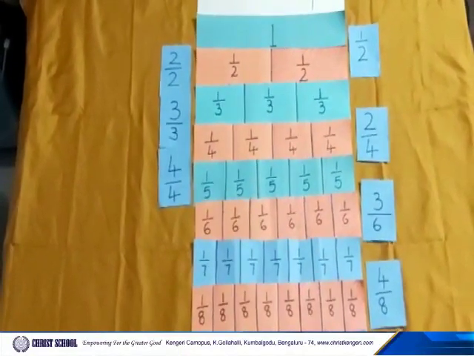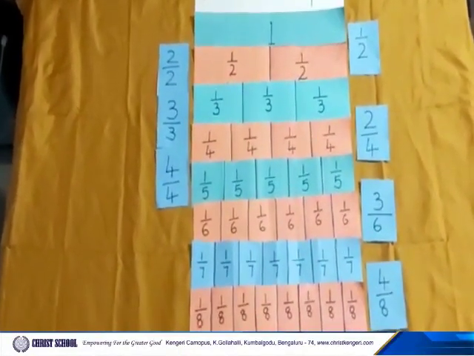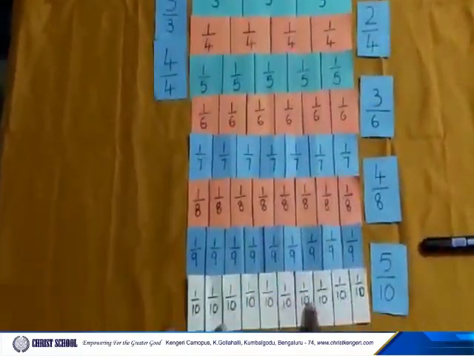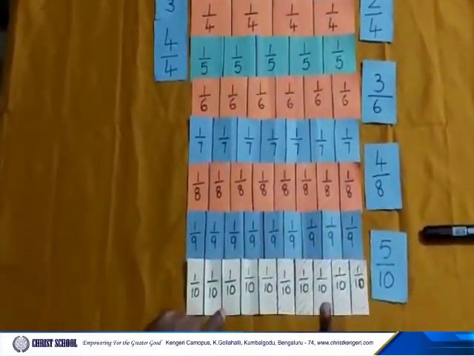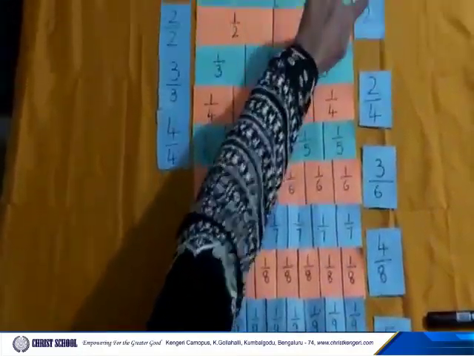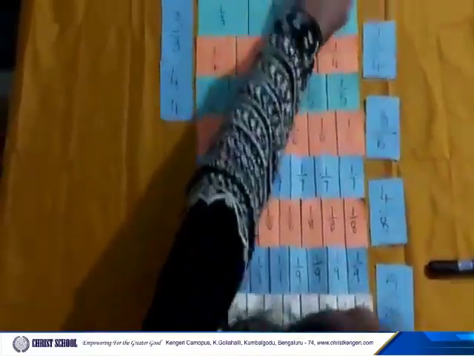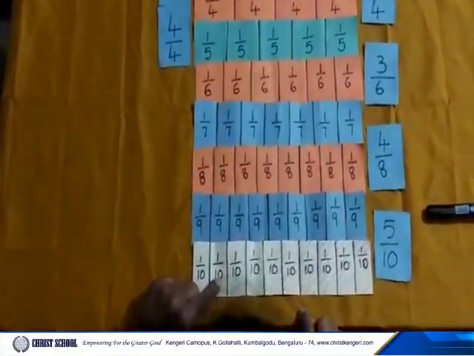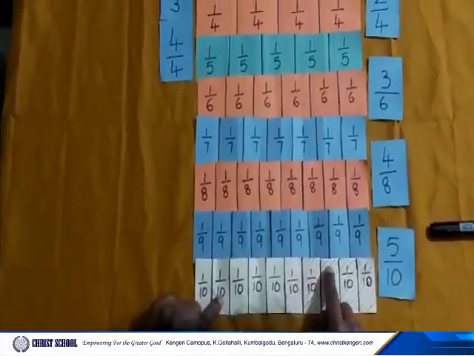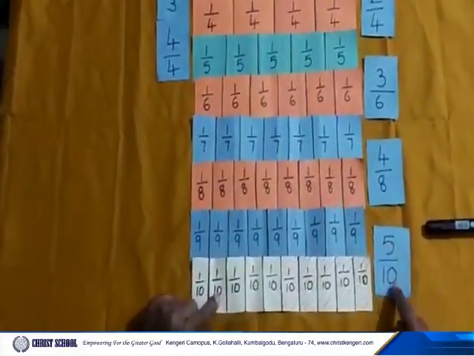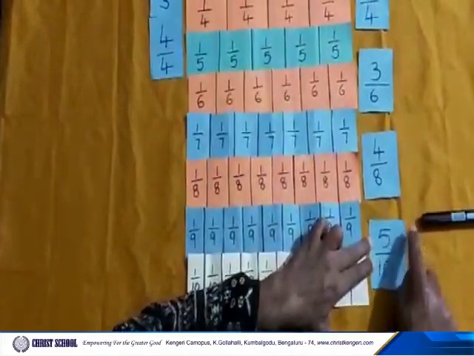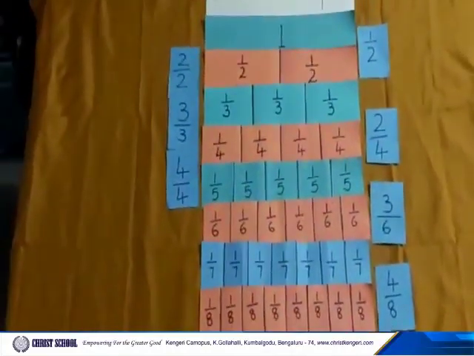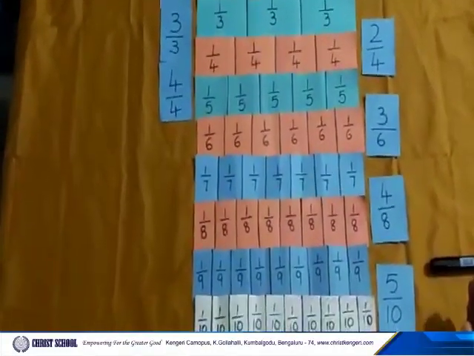Now, let me ask you one more question. How many tens did we shade to get the same amount as 1 by 2? To get 1 by 2, how many tens did we shade? We shaded 1, 2, 3, 4, 5. 5 by 10. 5 ones, 5 twos, which is equal to 1 by 2. So this is the way we need to work with fraction strips.